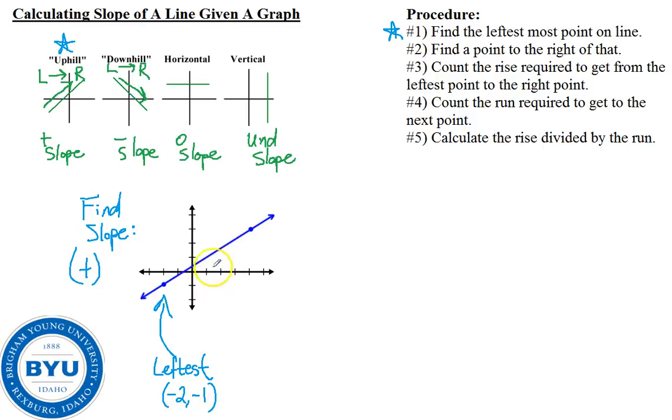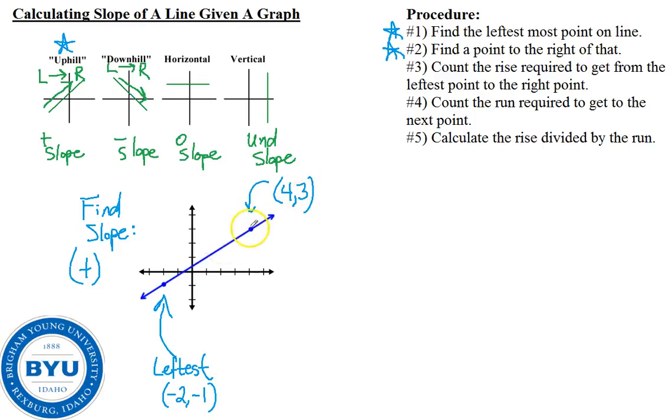And this other point, it then says to find a point to the right of that. That's step number 2. So to the right would be this point right here. And that's 1, 2, 3, 4. That is 4, and it goes up 1, 2, 3. It's 4, 3. That's our right point.